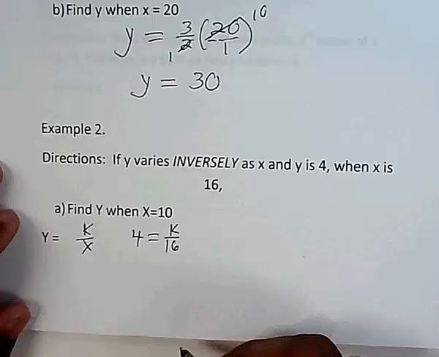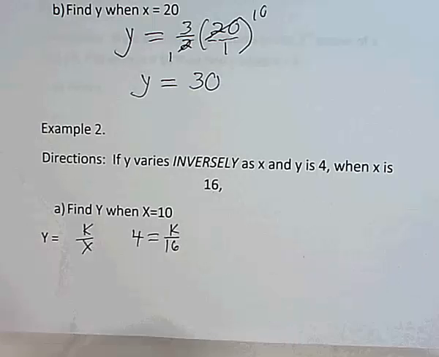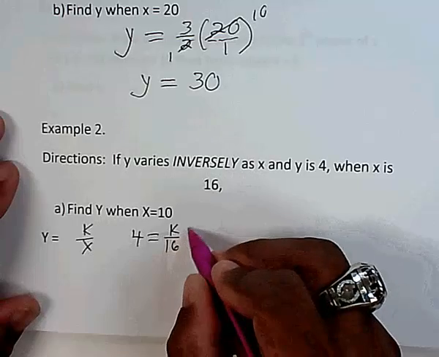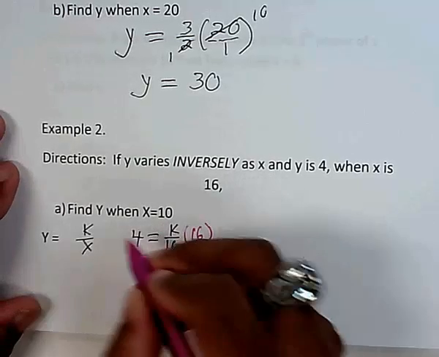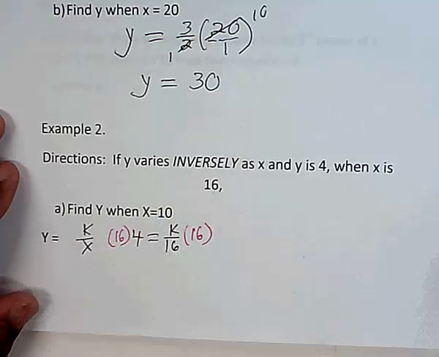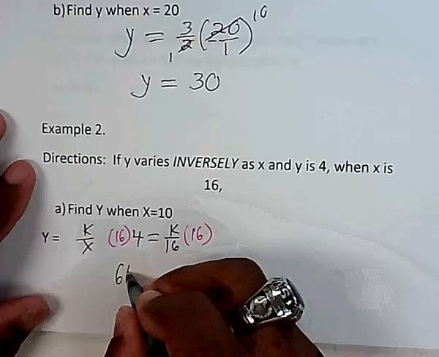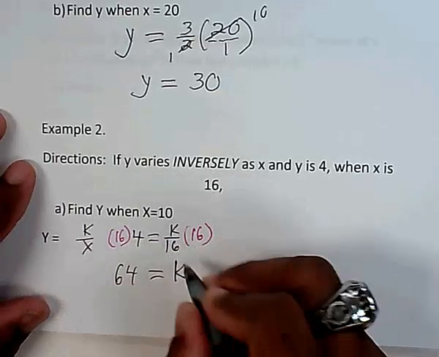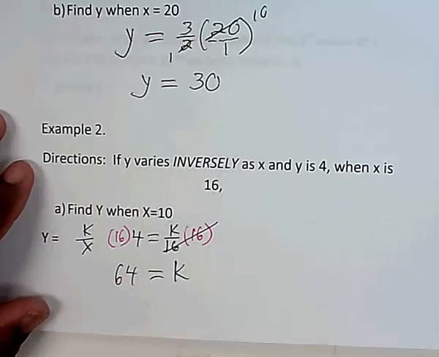I need to solve for the k variable. The k is connected to 16 by division, so to undo division, I multiply on both sides. That's what you do to one side, you must do to the other side. 16 times 4 is 64. Over here, my k is going to be left by itself because the 16s are going to cancel. And so I have k equals 64.